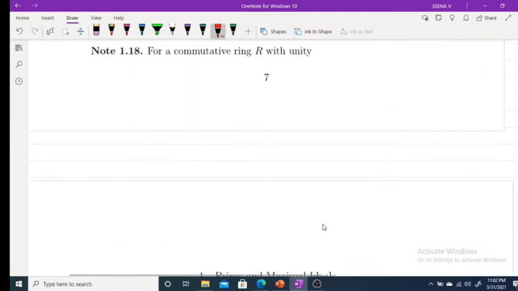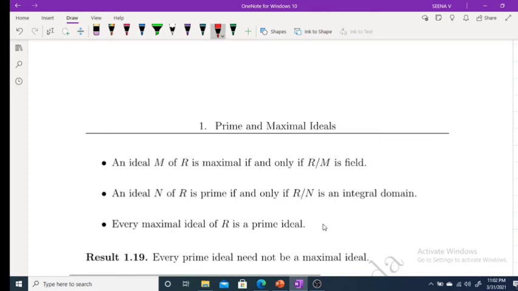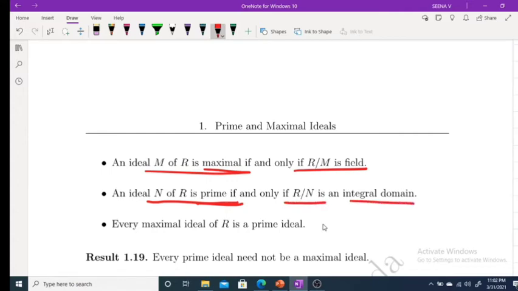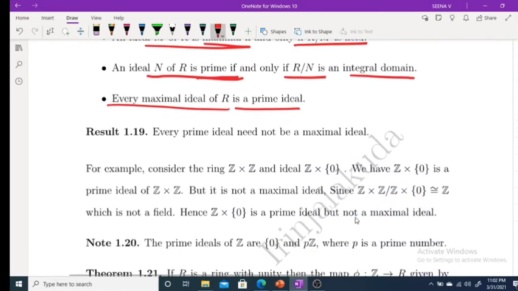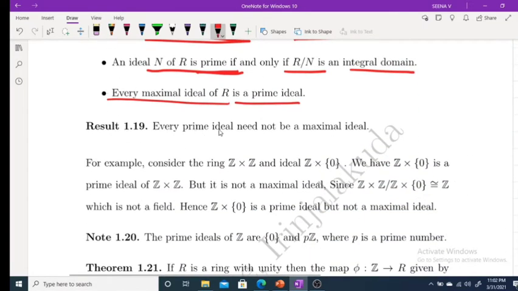Now for a commutative ring with unity, an ideal M of R is maximal if and only if R over M is a field. An ideal N of R is prime if and only if R over N is an integral domain. Now the last result: every maximal ideal of R is a prime ideal, but the converse is not true. Every prime ideal need not be a maximal ideal.